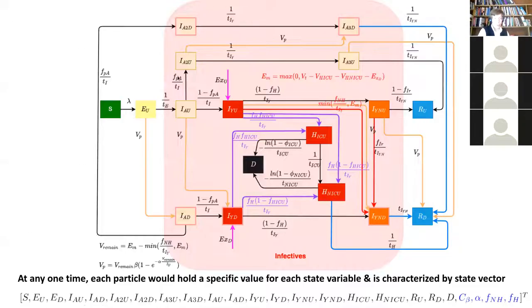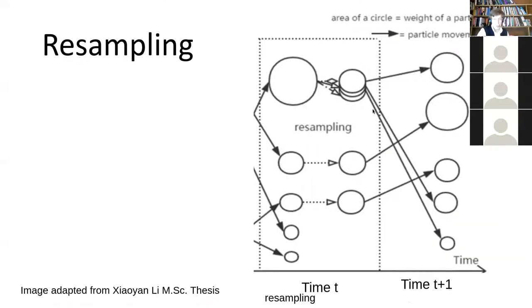So even if things right now at this time are all the same, as we run the model over the next little bit, they all diverge because of chance events that are different for the different particles. So those particles which started the same will soon have different beliefs about the world because they've evolved in different stochastic ways. And they'll each have a different belief.